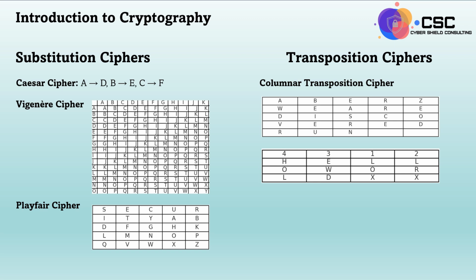To summarize, substitution ciphers change the identity of letters, while transposition ciphers rearrange their positions. Both methods have been widely used in cryptography, sometimes even in combination to create strong encryption systems. Up next, we will dive deeper into some key cryptographic algorithms, starting with the Playfair Cipher.